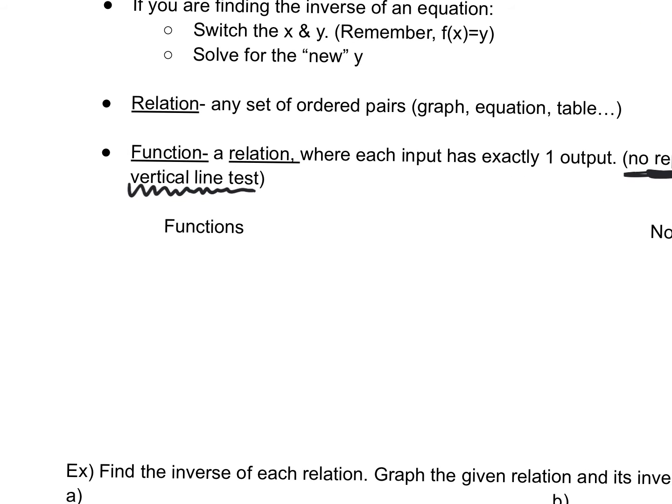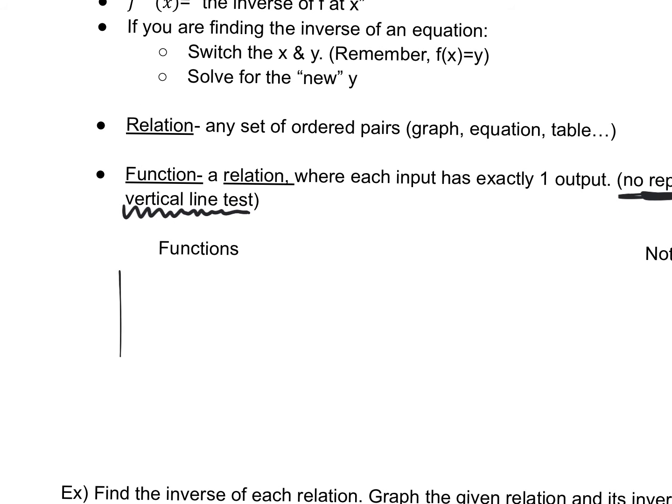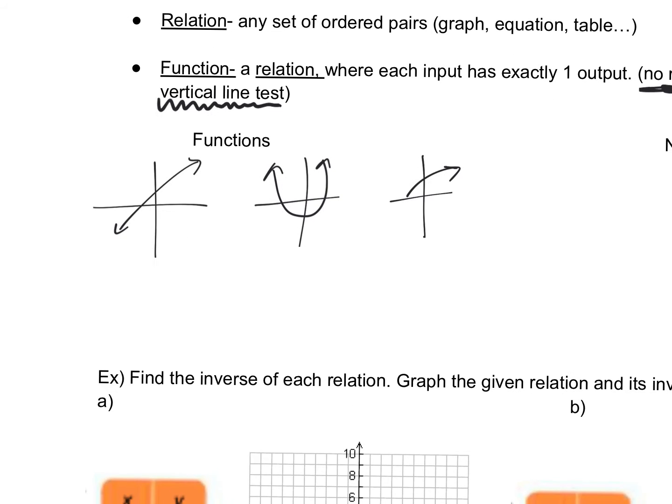So, for example, we have a bunch of different examples of a function. This line would be considered a function. A parabola would be one, a square root would be one. You could have something crazy that looks like this, and it would still pass the vertical line test. You could have a bunch of points. As long as no points fail the vertical line test, it's still a function.